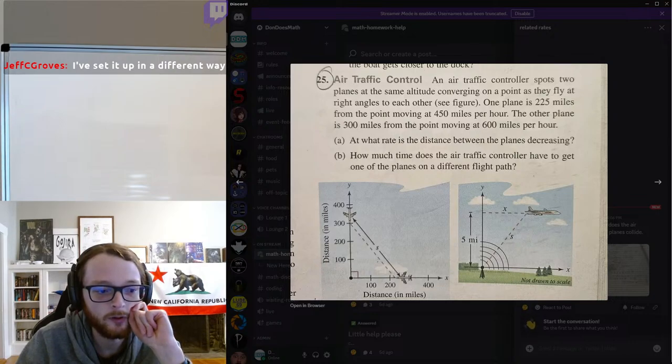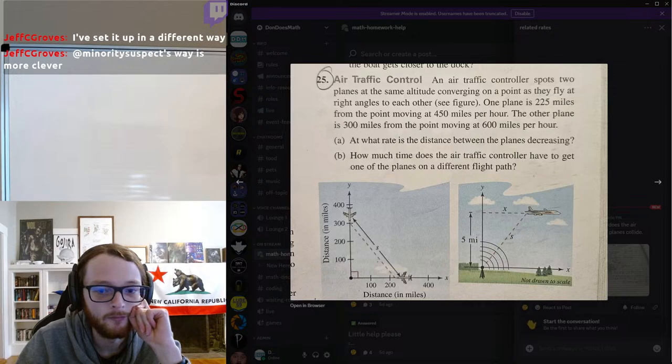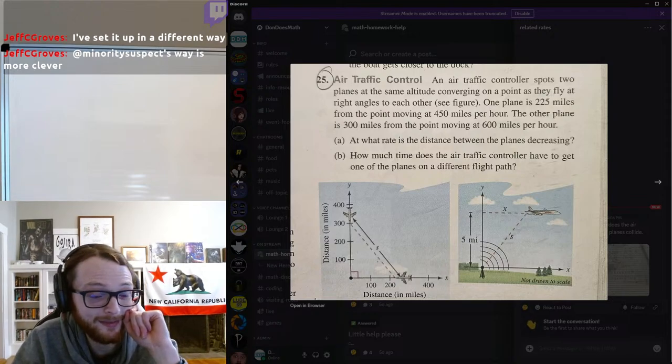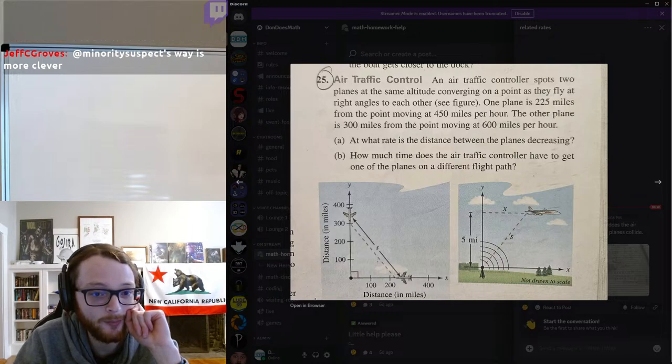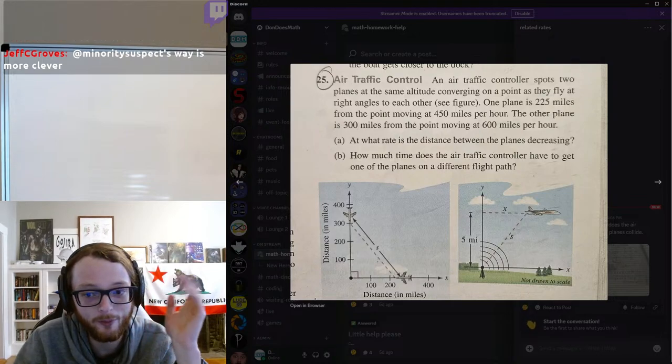Minority suspect's way is more clever? Okay. Yeah, I mean, the question doesn't tell you that they're going to get to the point at the same time, but I'm sure that is the implication.